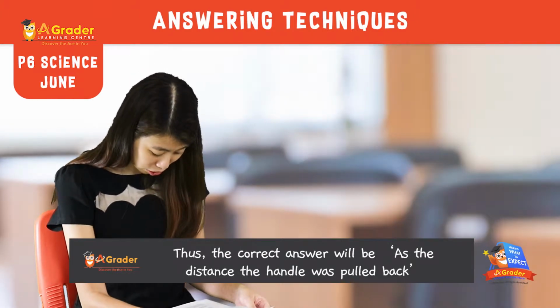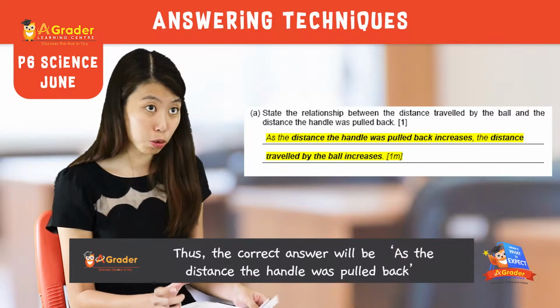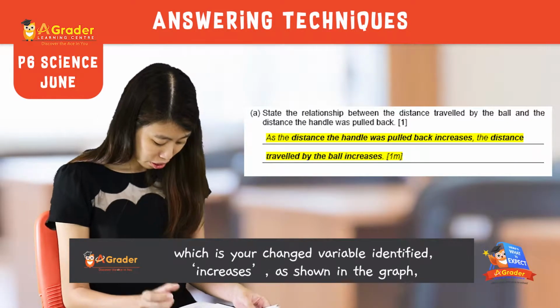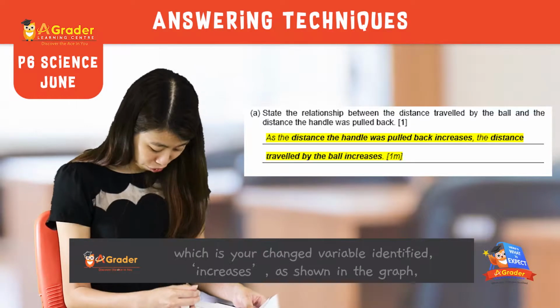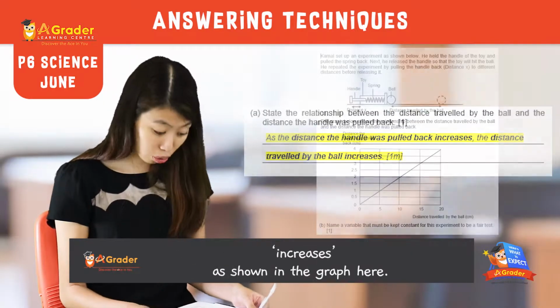Thus, the correct answer will be: as the distance the handle was put back, which is your changed variable identified, increases as shown in the graph, the distance traveled by the ball, which is your measured variable, also increases as shown in the graph here.